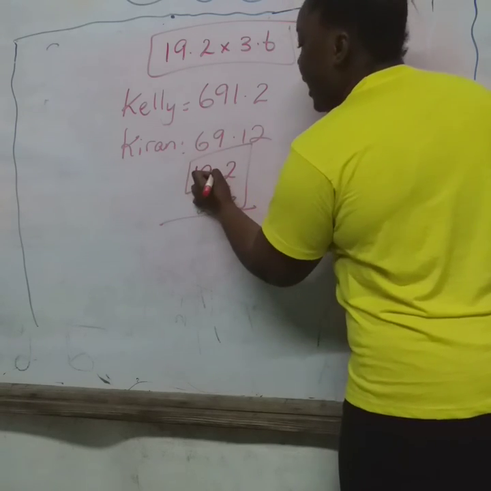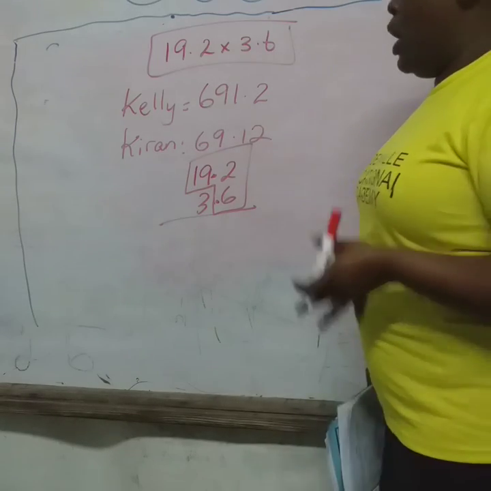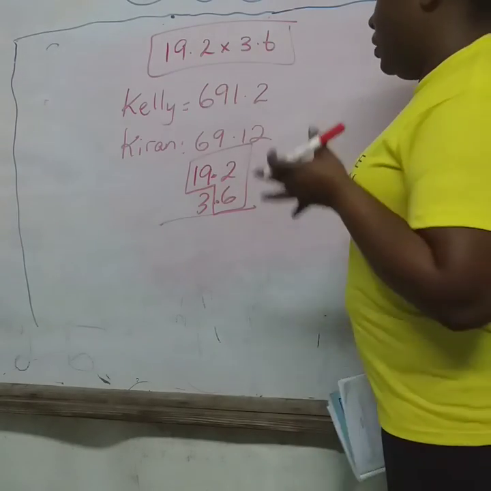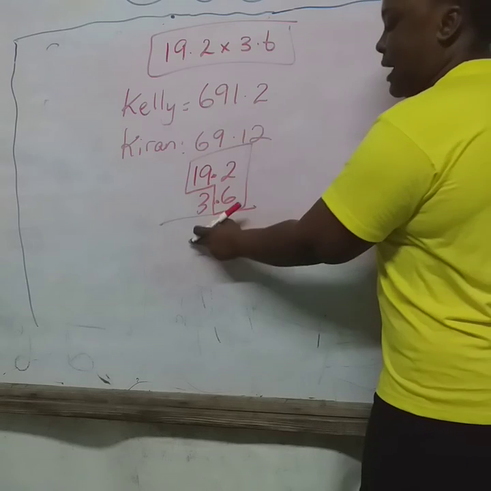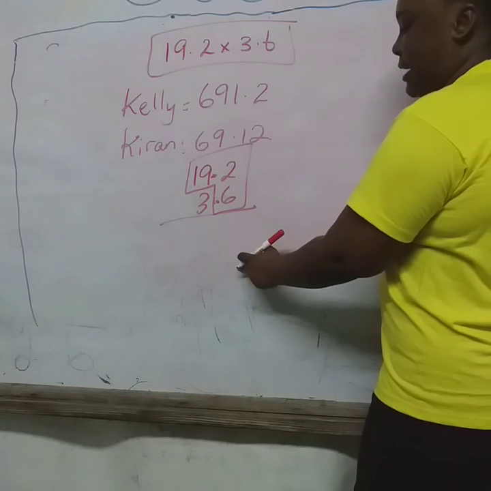So I'm going to multiply. Now with decimal numbers, multiply as normal. Do not put down your point. Multiply as normal, right? So I'm starting here by the 6. We could start by the 3, or we could start by the 6. So I'm starting here by the 6.